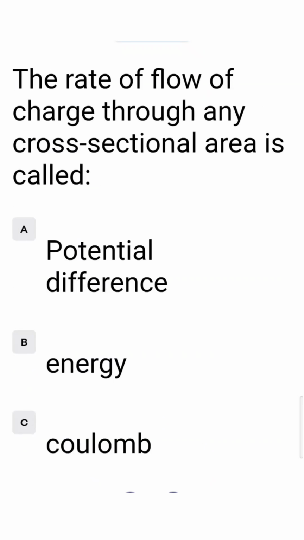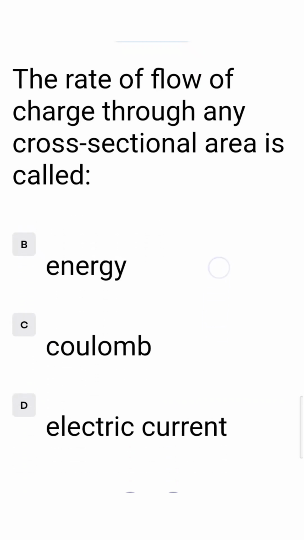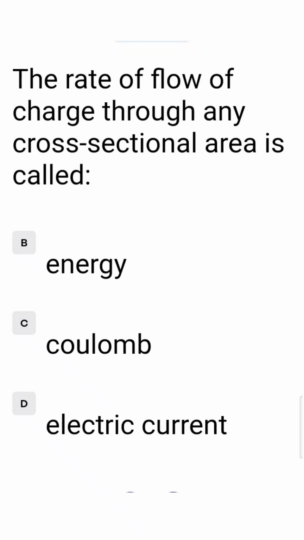The rate of flow of charge through any cross-sectional area is called: option A potential difference, option B energy, option C coulomb, option D electric current. The correct answer is electric current, that is written in option D. So we tick at option D.